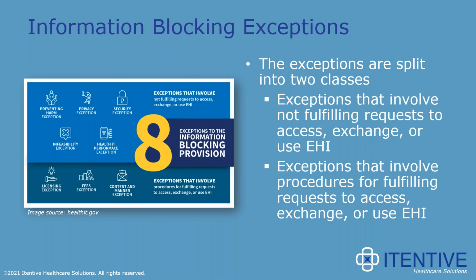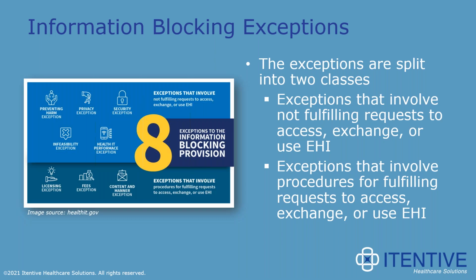Now, there are 8 exceptions to this information blocking rule. The exceptions are split into 2 classes. The first one being exceptions that involve not fulfilling requests to access, exchange, or use EHI. And the second is exceptions that involve procedures for fulfilling requests to access, exchange, or use of EHI. So exceptions that involve not fulfilling these requests include the preventing harm exception, which I'm sure most of you have heard of. This is to engage in practices that are reasonable and necessary to prevent harm to a patient or another person, provided certain conditions are met.